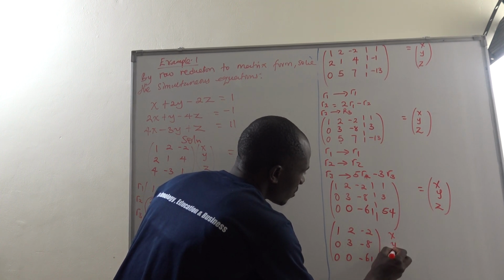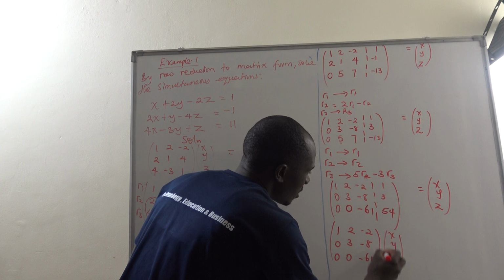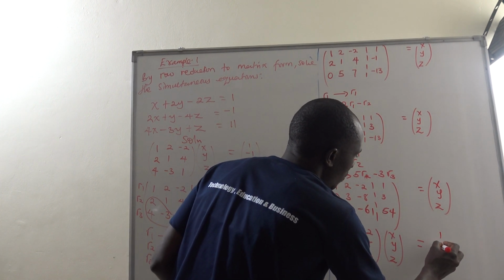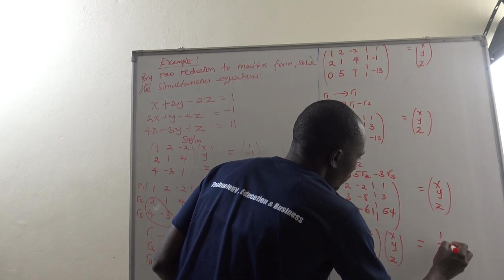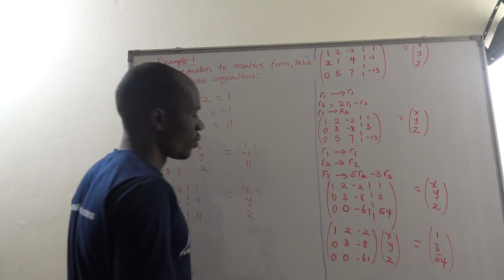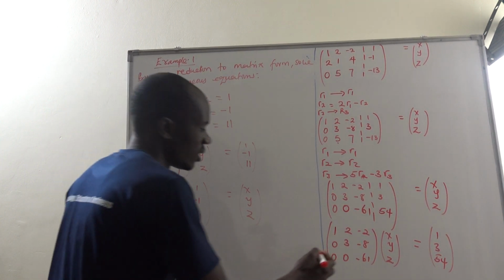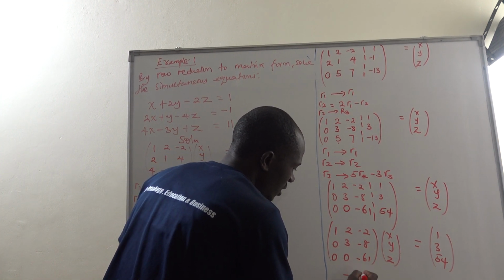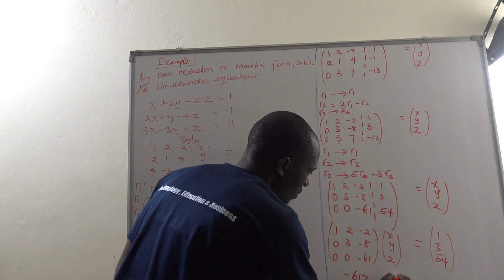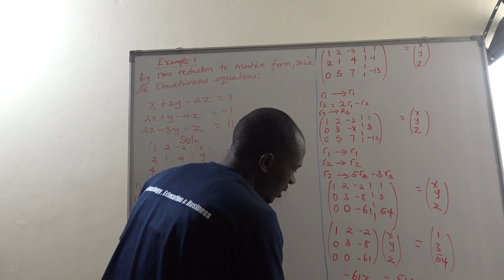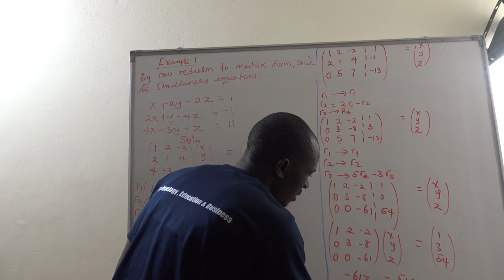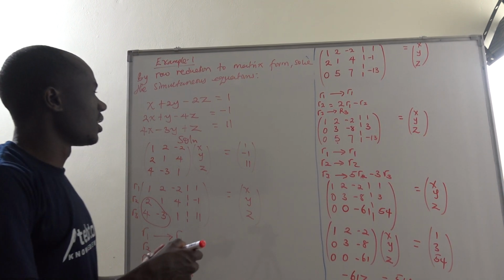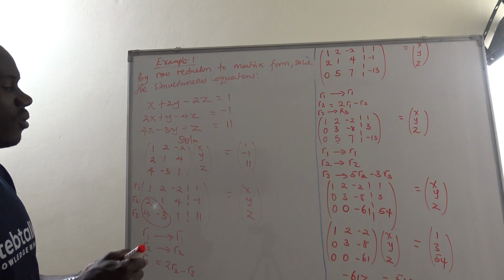x, y, z, equals, take this on the other side, 1, 3, 5, 4. So we start now opening as usual. Negative 61 times z, you're getting negative 61 z equals 54. So can we make z alone? It becomes negative 54 out of 61. So you have finished getting the value of z.